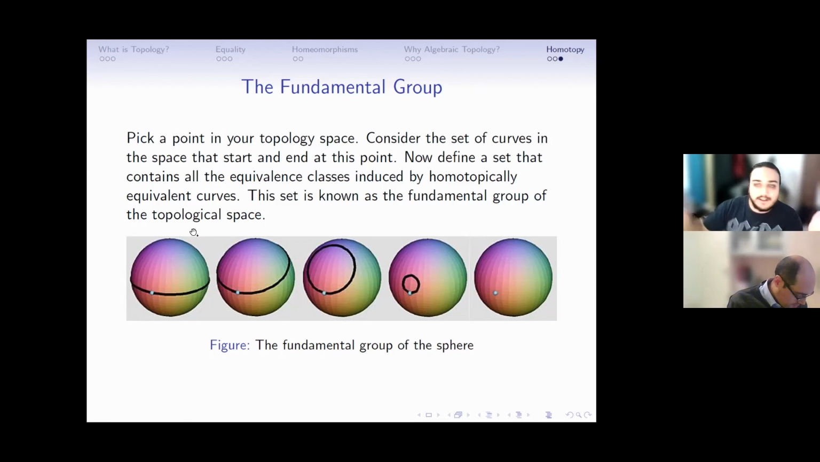I'm not going to prove it rigorously. It's a bit long for that, but it will form a group, and you can see that, for an example, for the sphere, you get the trivial group, which is just a set that contains the identity element under some operation. So whatever curve you get, they're equivalent to each other in this case.